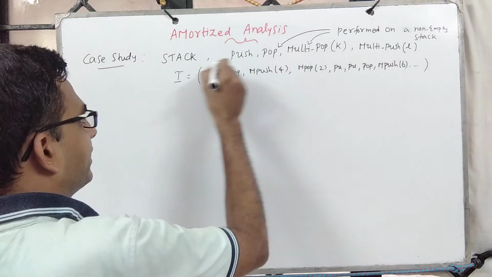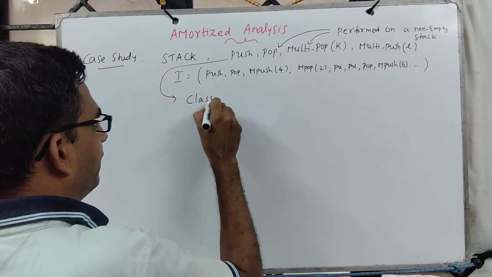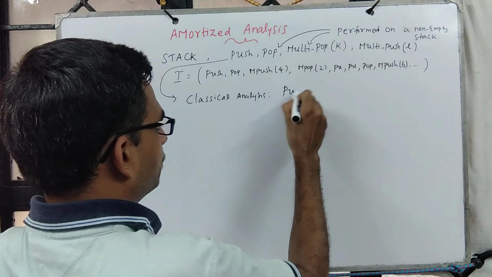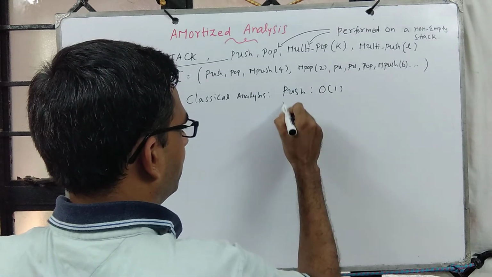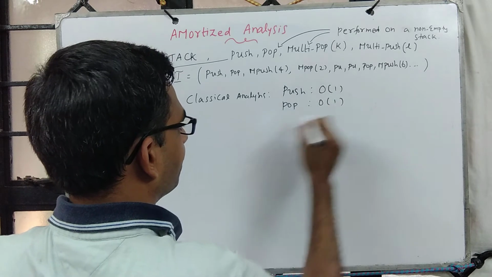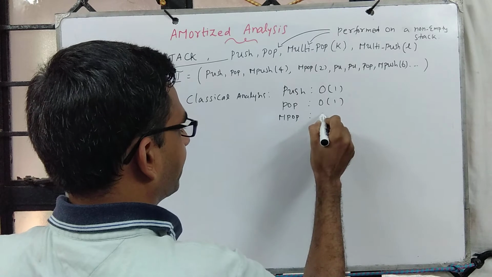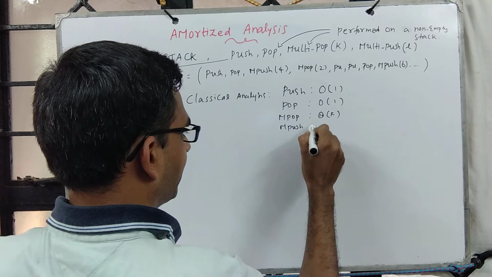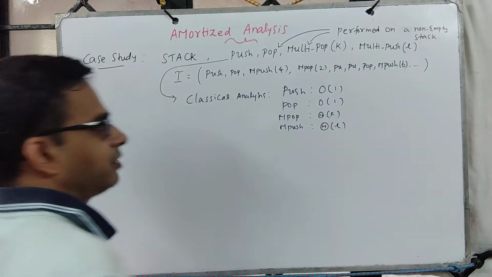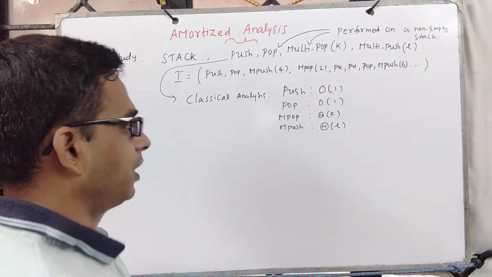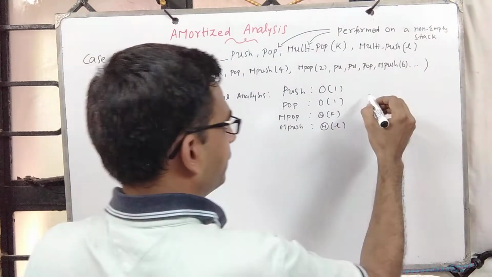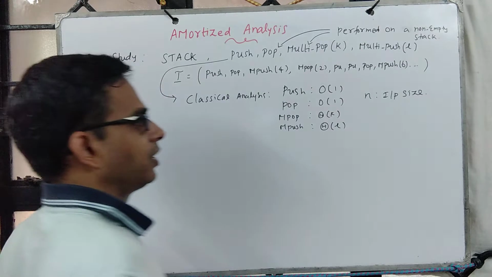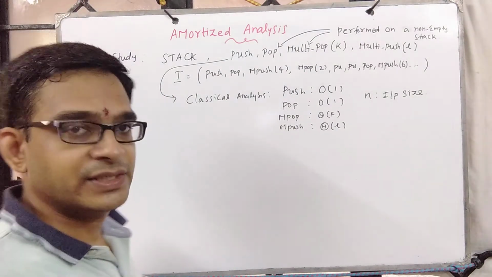Suppose we do classical analysis. If we do classical analysis, then for push it is constant, for pop it is constant, and for multi-pop of K it is order K or theta K, and multi-push of L is order L or theta of L. Now, how do we relate this with respect to N, which is our input size? Most importantly, how do we fix N?